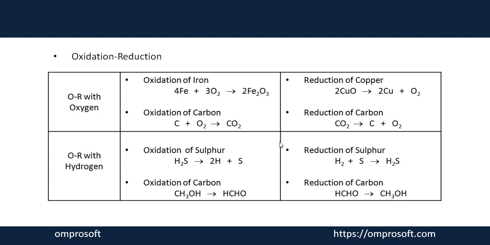Now with respect to reduction, when hydrogen is added to any substance, that substance gets reduced itself. When hydrogen gets added to the sulfur, the sulfur gets reduced itself. The same thing happens here, when more hydrogen gets added to the carbon, automatically that carbon gets reduced itself. So we can say when oxidation occurs, the substance combines with oxygen and loses hydrogen, and if reduction occurs, the substance loses oxygen and combines with hydrogen.